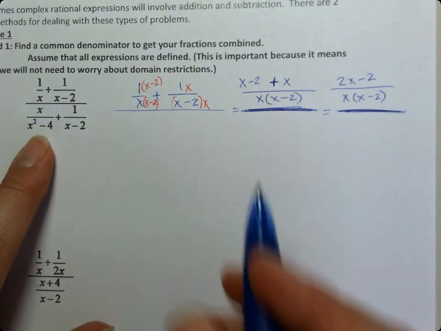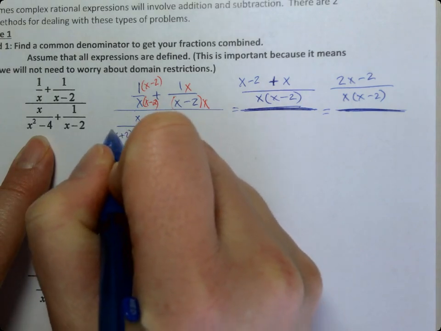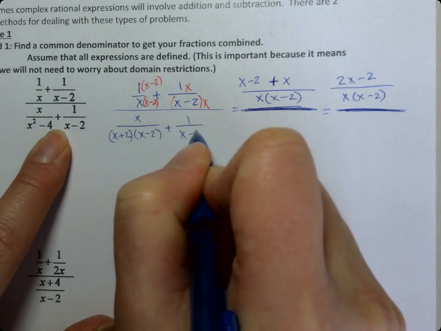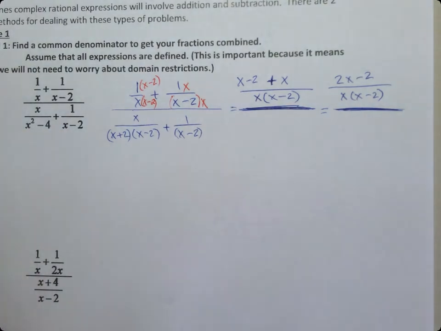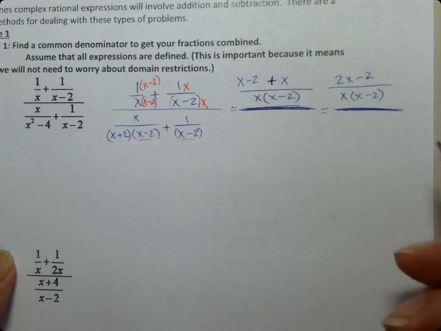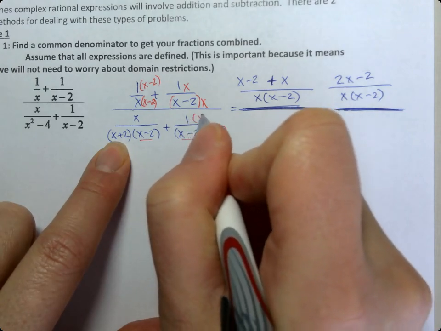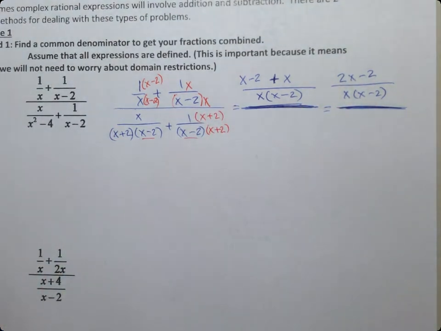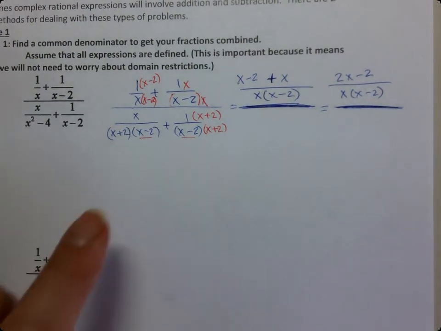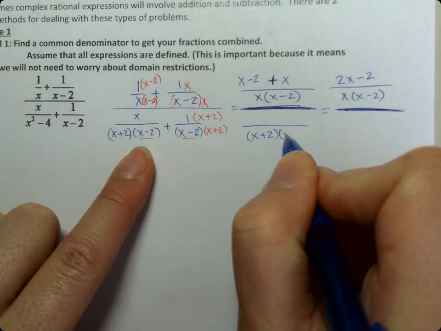In order to find my common denominator, I want to factor this. So it's x, and then x plus 2, x minus 2, plus, and then 1 over x minus 2. Okay, so what do they both have? X minus 2. What do they both need? You're right. The right side just needs this. So we're doing exactly what we already did with addition and subtraction, but we're doing two separate problems to build them together. All right, here is my common denominator, x plus 2, x minus 2.